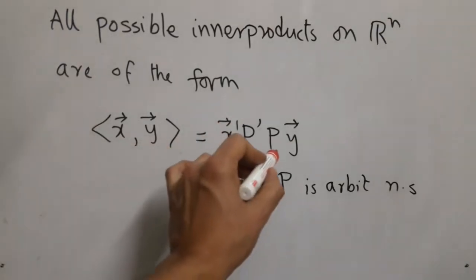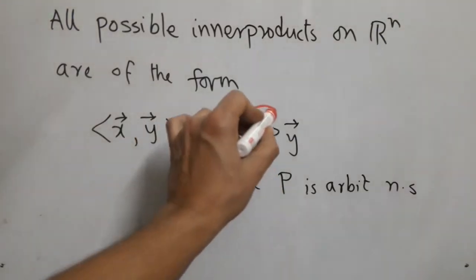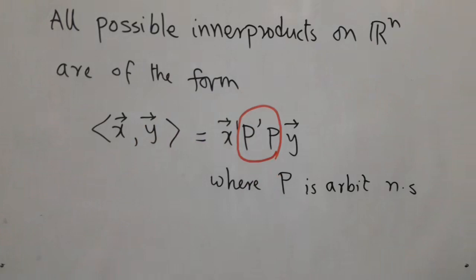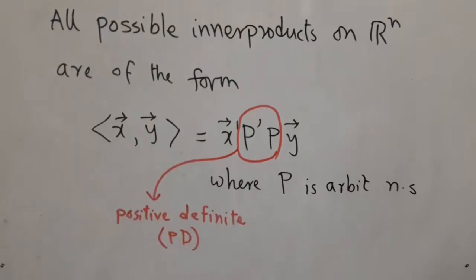Now this matrix that sits sandwiched between x and y, a matrix which can be expressed as P transpose P for some non-singular P, has a special name. Such matrices are called positive definite, or PD. Now we are in a position to state as a theorem the equivalence between definition 1 and definition 2 of inner products for finite dimensional vector spaces over R.